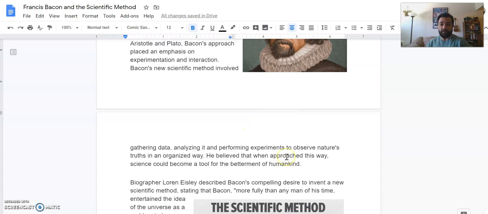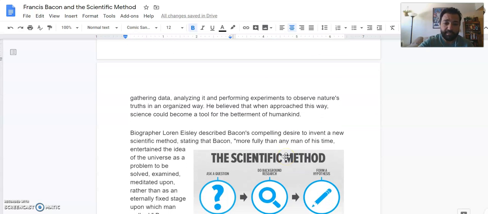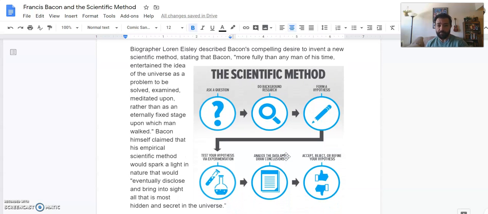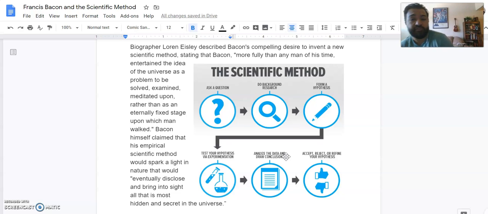Bacon's new scientific method involved gathering data, analyzing it, and performing experiments to observe nature's truths in an organized way. He believed that when approached this way, science could become a tool for the betterment of mankind. Biographer Lauren Isley described Bacon's compelling desire to invent a new scientific method, stating that Bacon, more fully than any man of his time, entertained the idea of the universe as a problem to be solved, examined, meditated upon, rather than as an eternally fixed stage upon which mankind walked. Okay, so Bacon's goal was to sort of use science for the betterment of mankind.